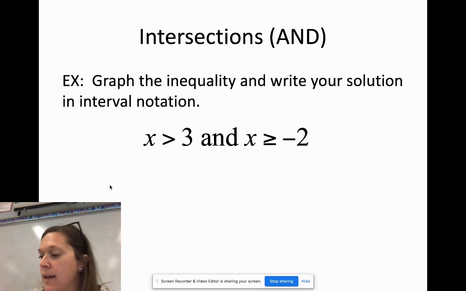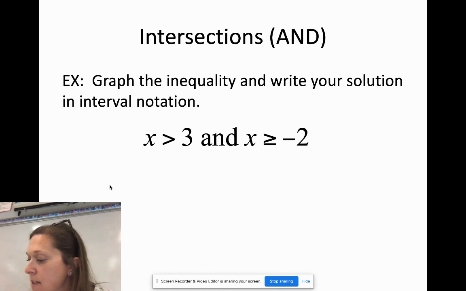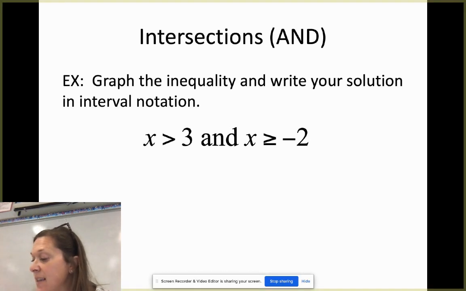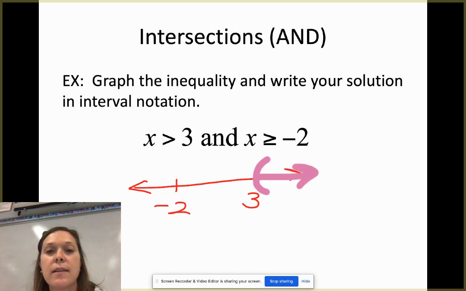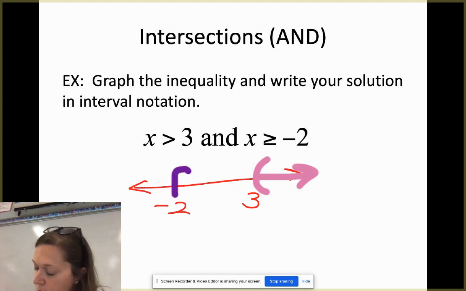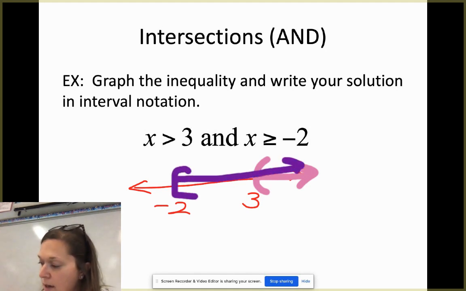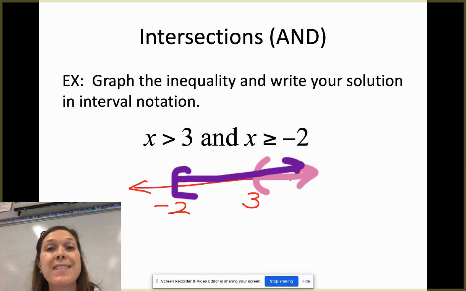Okay, so let's manipulate again. Very small manipulation, just flipping the sign at the negative 2. So let's make our graph again, negative 2 on the left, 3 on the right. All right, so at my 3, we're going to have an open parenthesis facing the right. Where am I shading? Square bracket at negative 2 again, but this time I'm going to open it up to the right and shade to the right. So now because it's an and, where is your intersection between the purple and the pink?